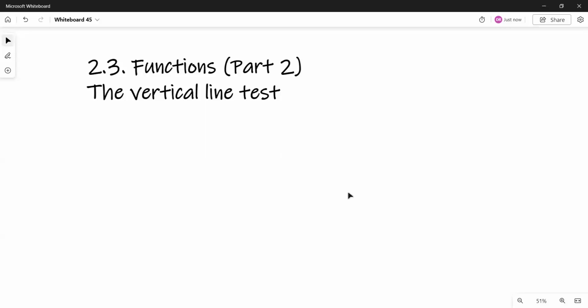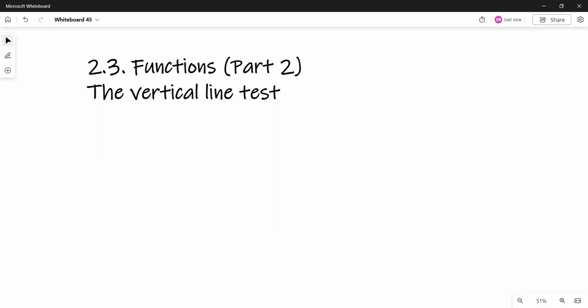Hello. In this video, I'm finishing section 2.3, Introduction to Functions. So we saw many different ways to describe a function. Essentially, any relation is a set of ordered pairs, and a relation is a function if no x value matches with two different y values. Or another way to say it is that no x value is repeated.